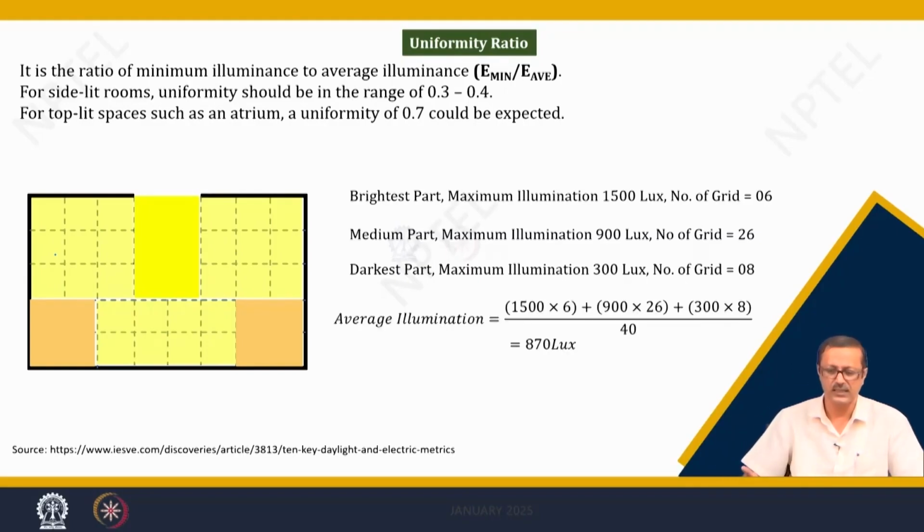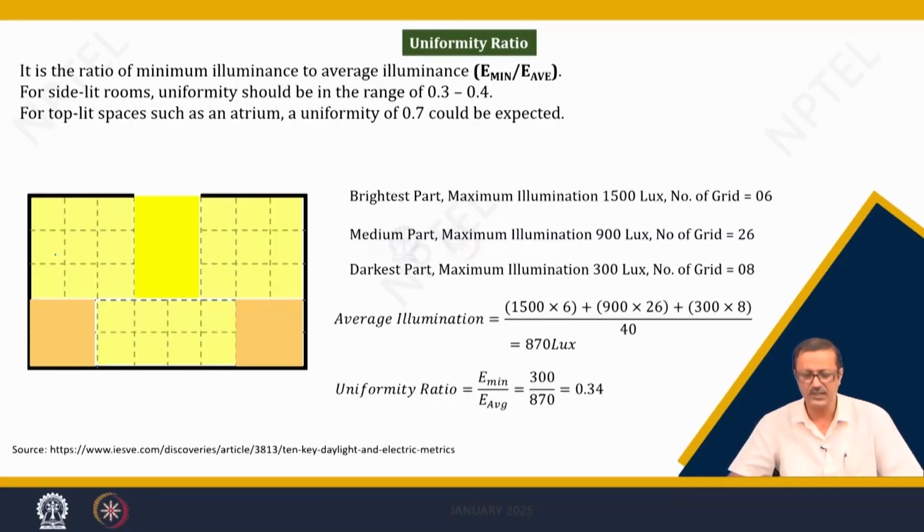So, what should be the average illumination? I have to take the weighted average. So, it is 870 lux, and what is the minimum illumination? 300. So, E min by E average is 300 by 870, sorry. So, it is 0.34, which is quite good in that way.